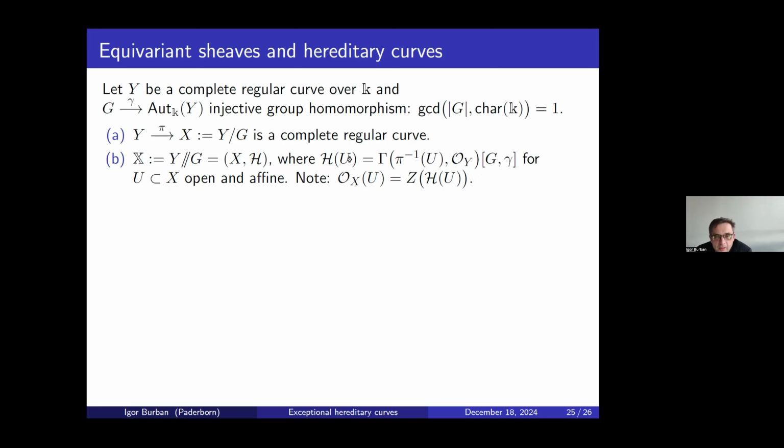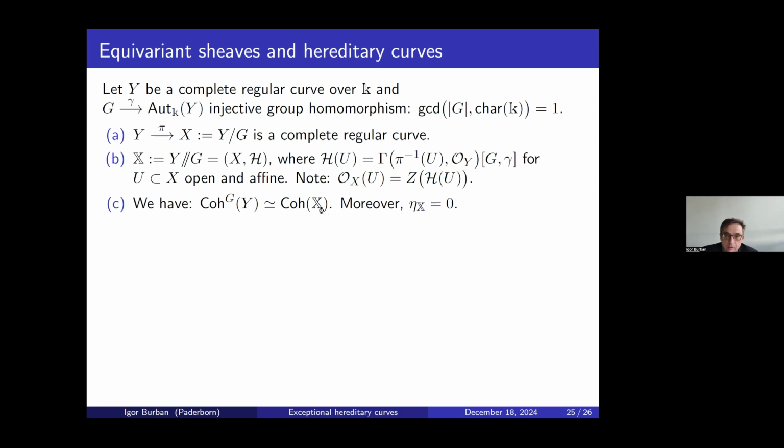So I obtain a hereditary order H on X, and its center is the ring of sections of my quotient X. It is a very well-known fact to the community, but since I have not found a precise reference, I wrote the arguments in my paper. Also, it's a standard sheaf-theoretic routine that equivariant sheaves on Y with respect to G are equivalent to the category of coherent sheaves on this non-commutative curve.